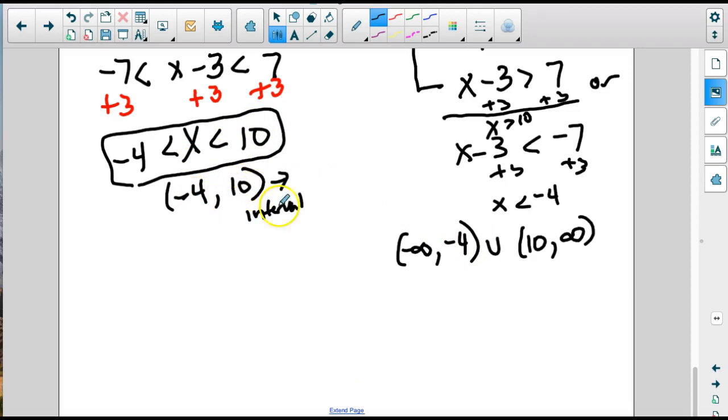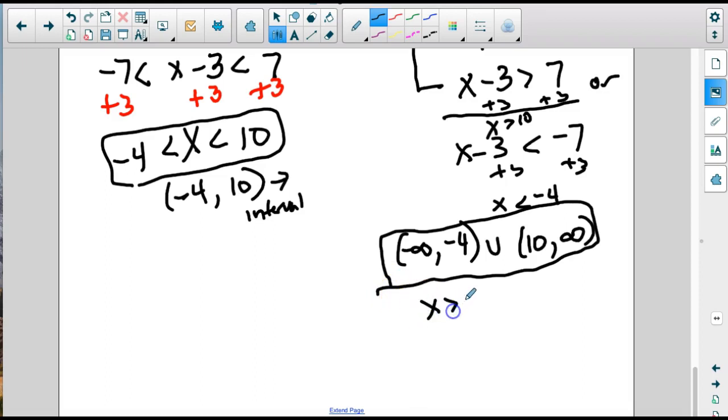Less than, we look inside the interval. But greater than, we look outside that interval. So this is the solution, or you can write it with two inequalities. You can write it as x is greater than 10 or x is less than -4. Okay, so those are the differences between greater than and less than. And this finishes the absolute value section.